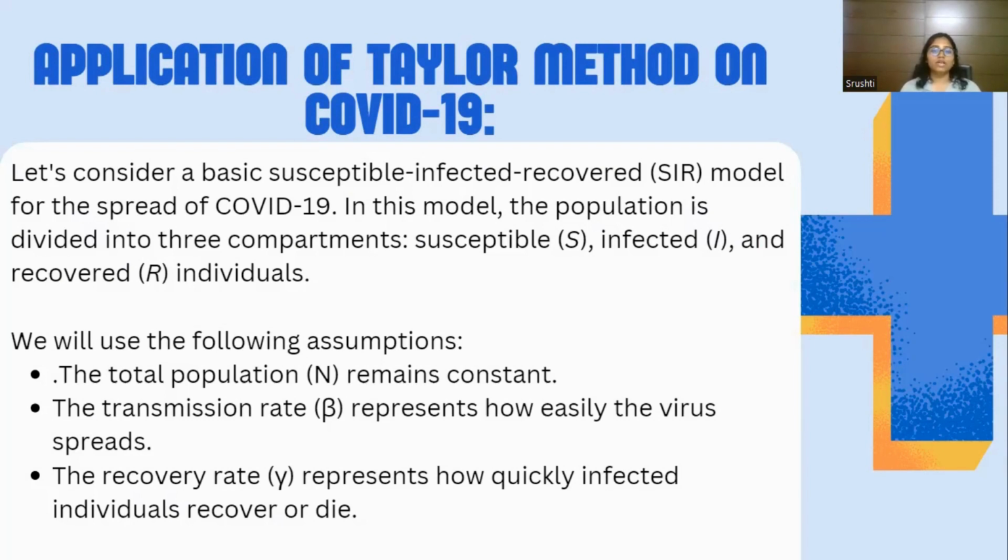We will use the following assumptions. The total population N remains constant. The transmission rate beta represents how easily the virus spreads, and the recovery rate gamma represents how quickly infected individuals recover or die.